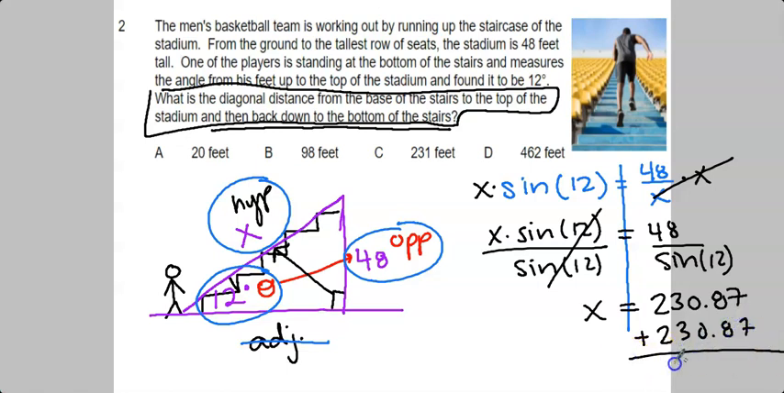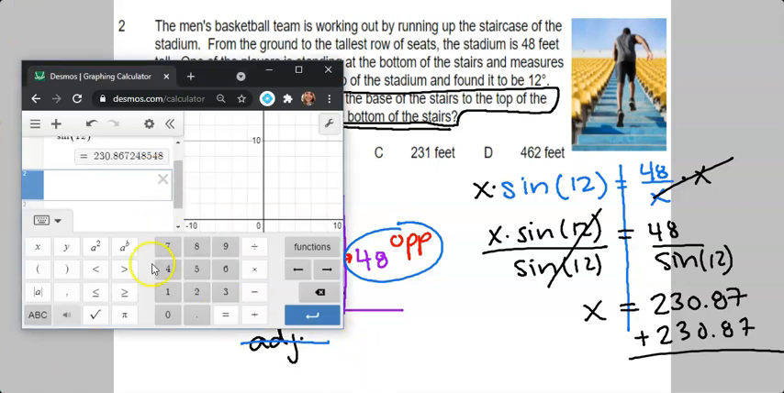So when we do this, we can just go ahead and multiply times 2, so 230.87 times 2. And so that's 461.74, which is approximately 462 feet.